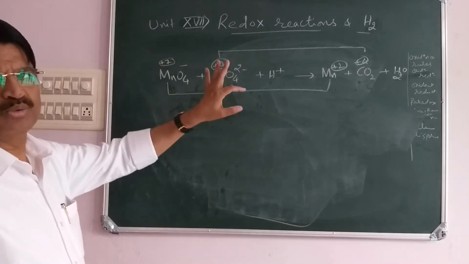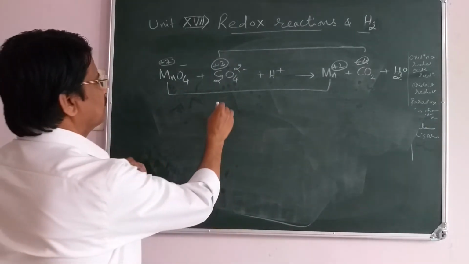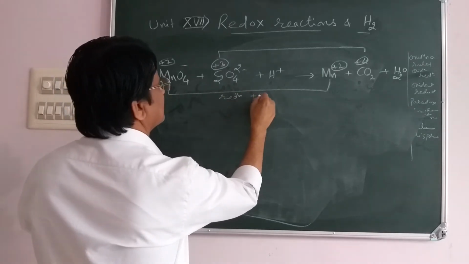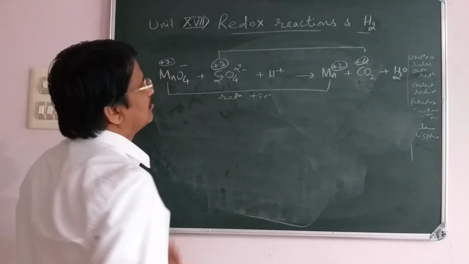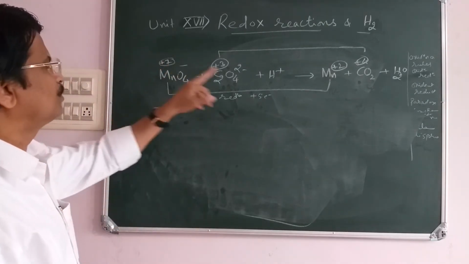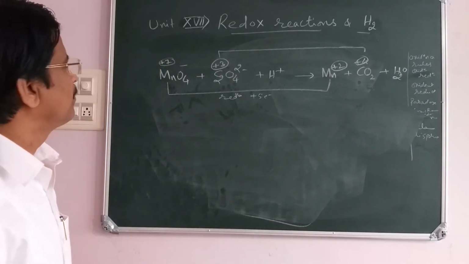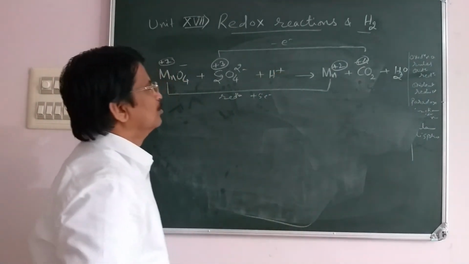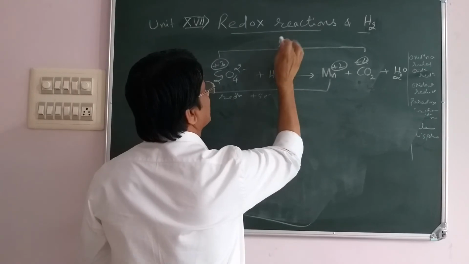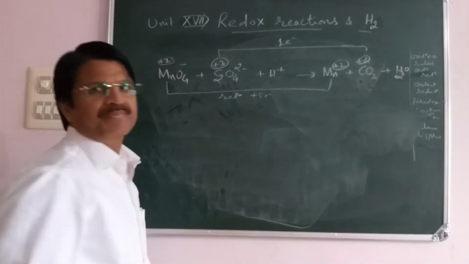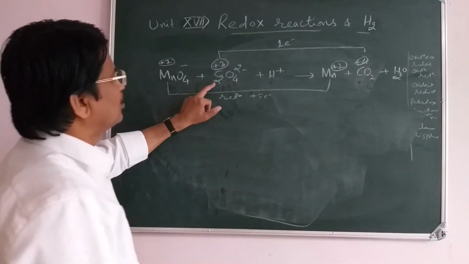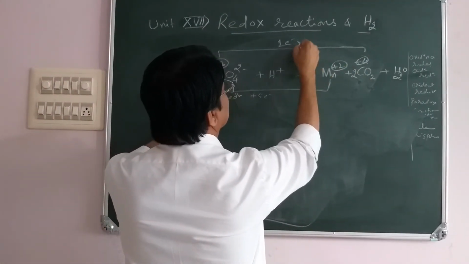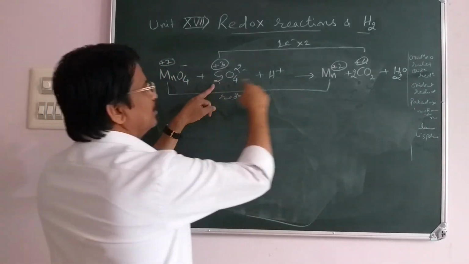Plus 7 to plus 2, electrons added, reduction. Five electrons transferred, because 7 to 2 is 5 electrons transferred. And plus 3 to plus 1, 1 electron removed. But here 2 number, here 1. Then balance it. When you write 2 here, write 2 here.